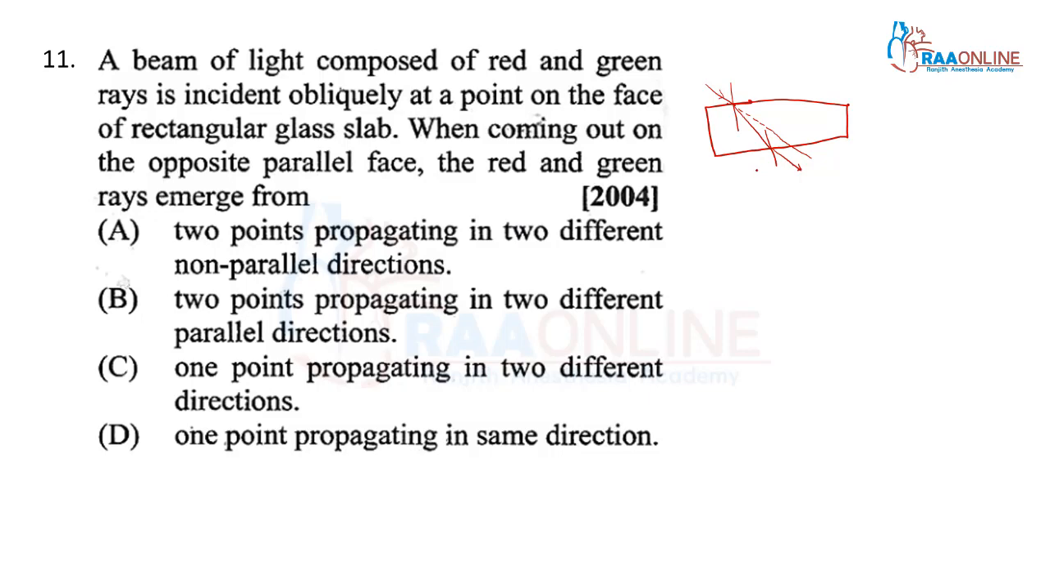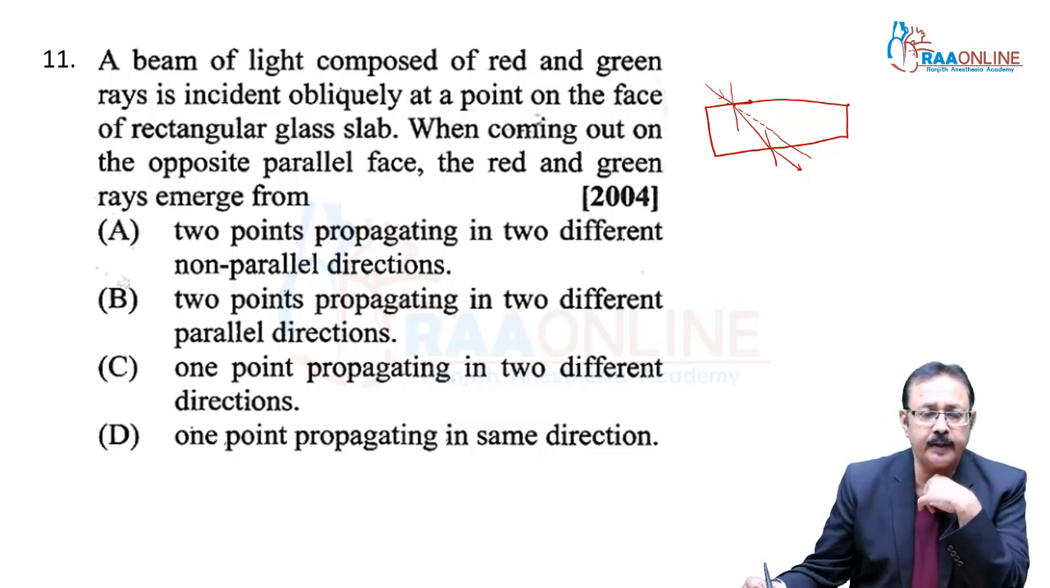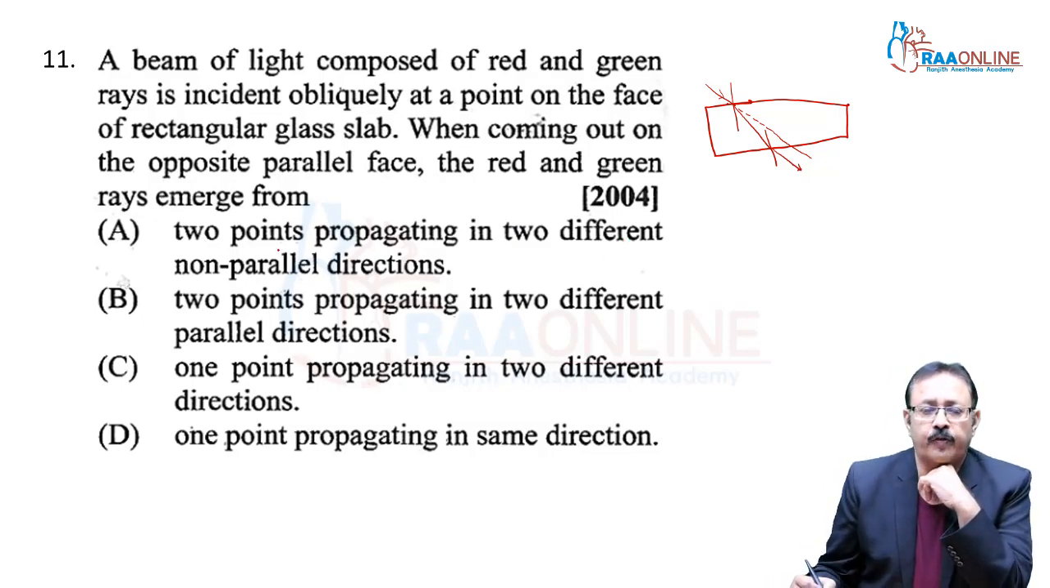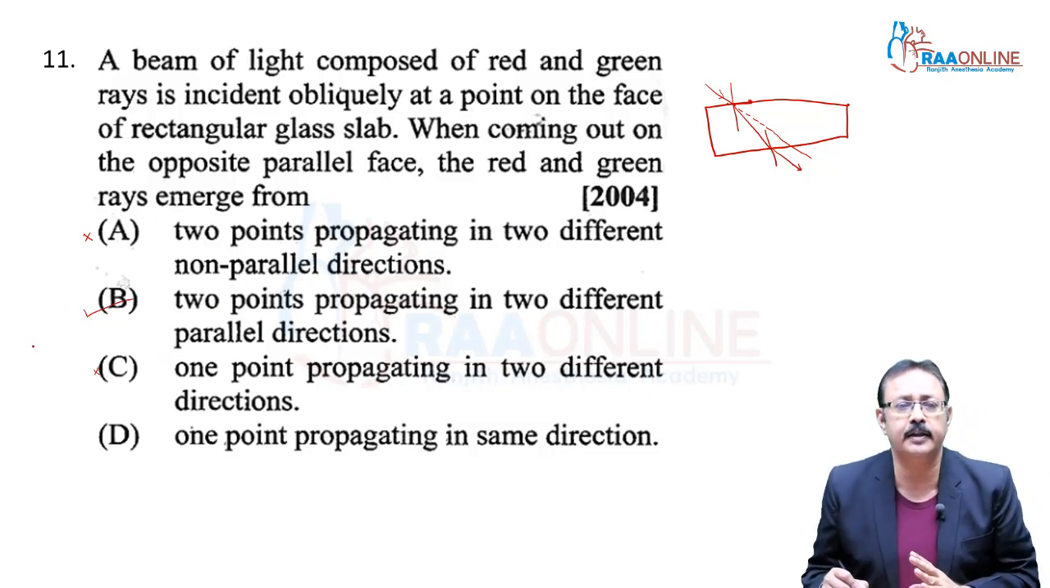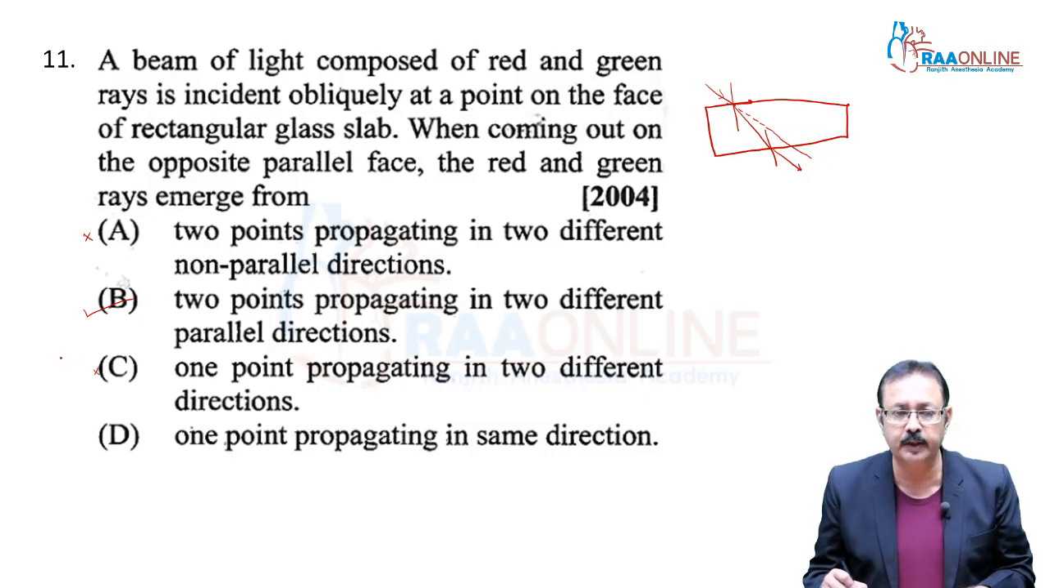So the rays, when they come out, will be parallel. But what are they saying? So the first option is wrong. C option is wrong. Two points, propagating in two different parallel directions. Since the wavelength is different, they will go from two different points but in parallel directions. So we are going with B.